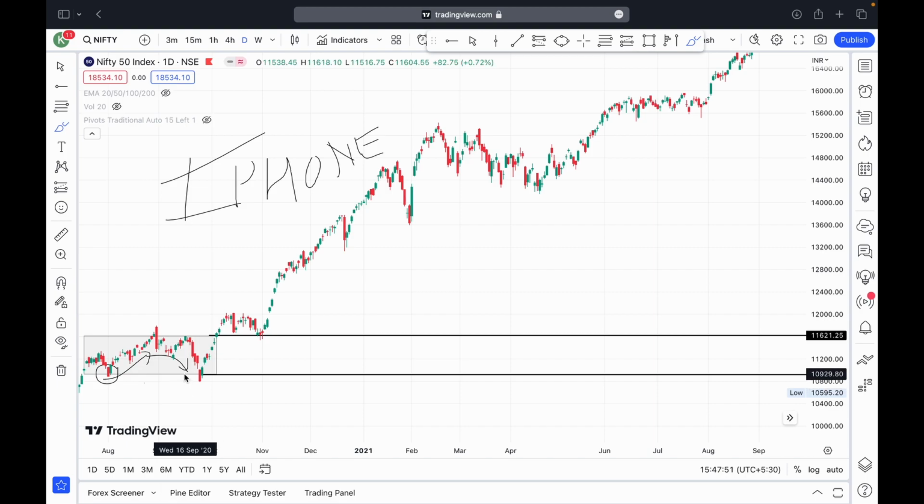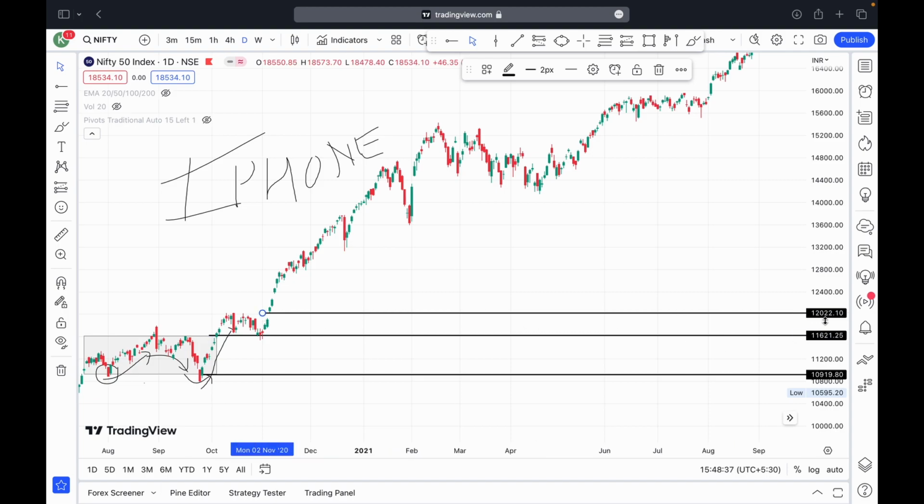When the prices drop again at this price, there are a lot of buyers sitting over here and they are willing to buy the iPhone at this discounted price. Because there are a lot of buyers willing to buy at this price, the prices shot up very aggressively and even crossed the high of this price range, 11,621, and started trading at higher prices, from 11,621 to 12,022, and created this new support and resistance zone.